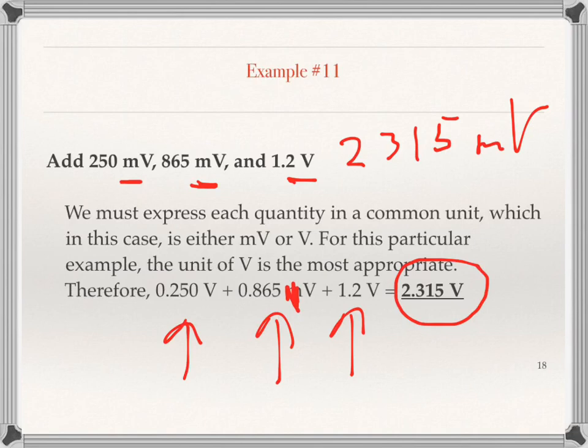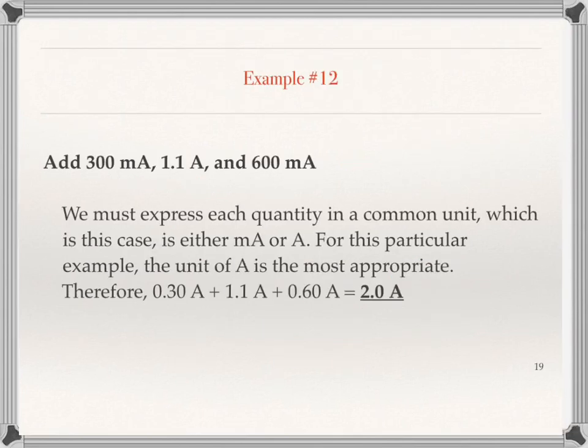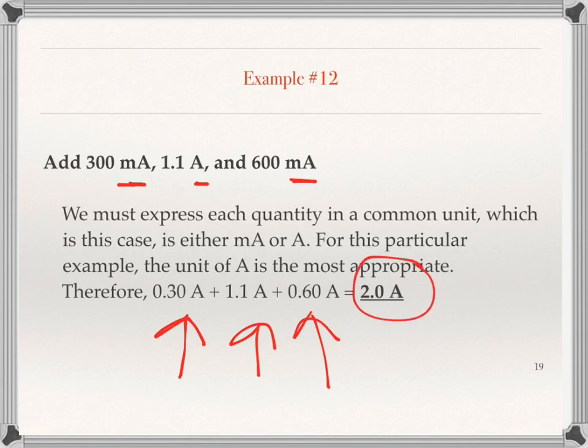So anyway, example 12, we have milliamps, amperes, and milliamps. Again, for a common unit, I think the best choice is amperes. So move the decimal 3 places. That'd be 300 milliamps is 0.3 amps. Leave the 1.1 amperes as it is, and the 600 milliamps is 0.6, so you get around 2 amperes for the result.